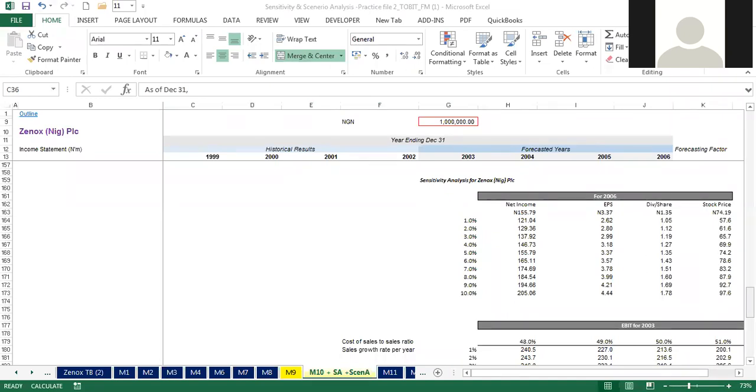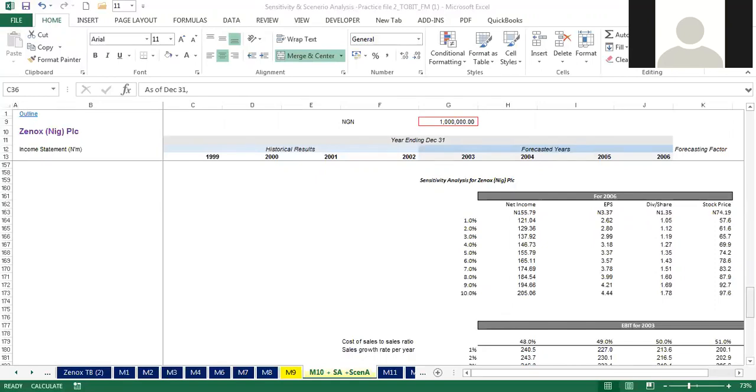For example, let's say there is a change in your cost of sales in relation to your sales from 50% to 52%. If you increase it to 52%, what would be the effect of that on your net profit or on your gross profit, or any other thing that is related to it?